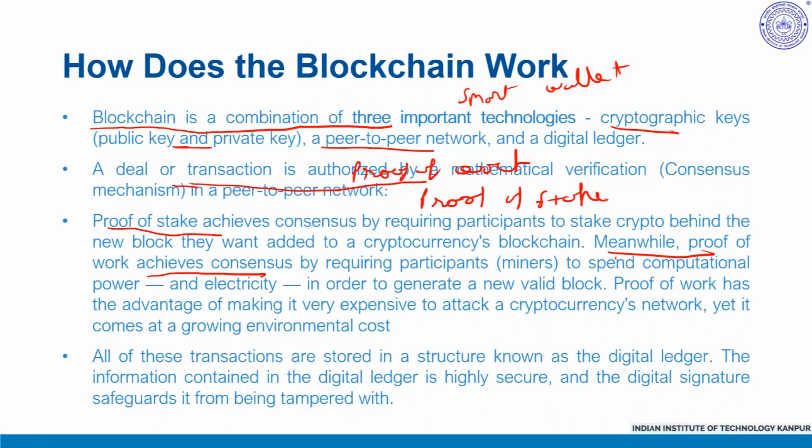Moreover, a final feature of blockchain technology is the structure of the database itself. So all of these transactions are stored in a structure known as digital ledger. The information contained in the digital ledger is highly secure and the digital signature safeguards it from being tampered with. This is where blockchain gets its name, block and chain. Here data is added to the database in a series of blocks. So a series of blocks get added as transactions happen. A series of blocks get added to this chain, and therefore the name blockchain.